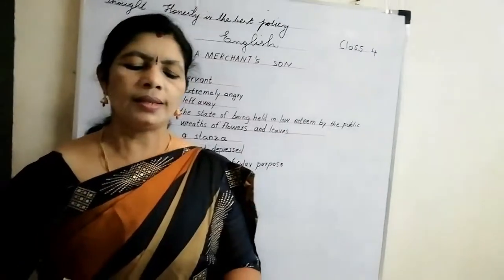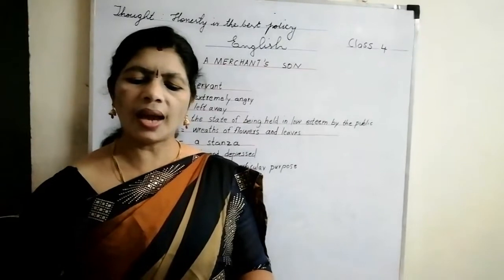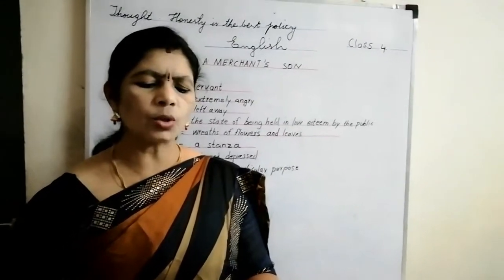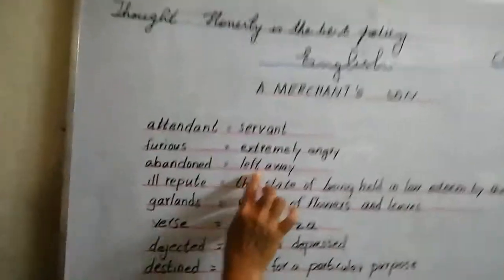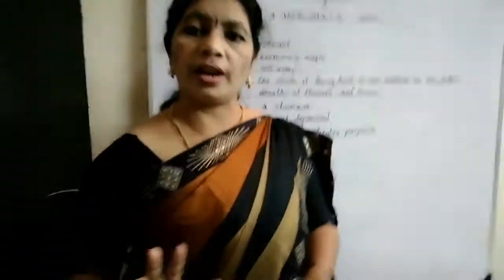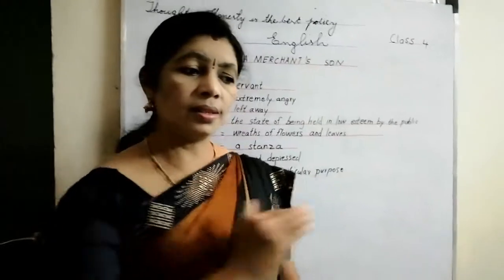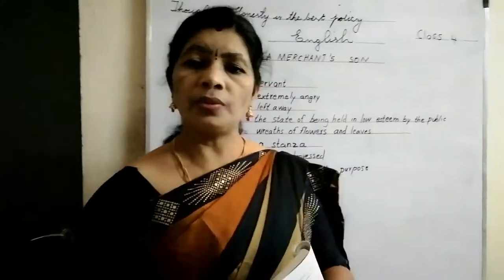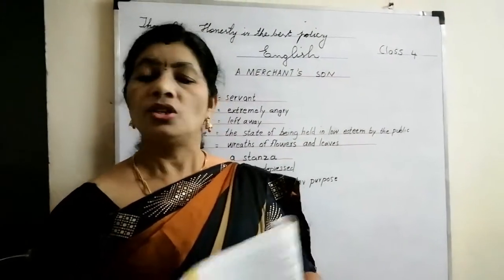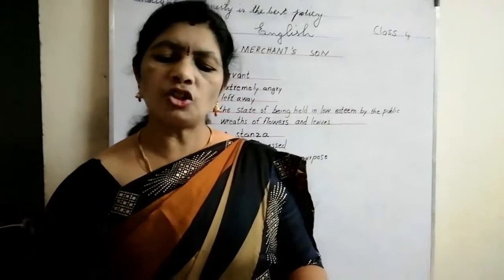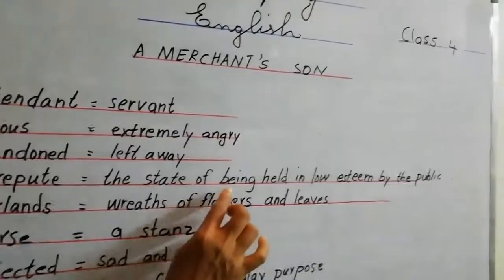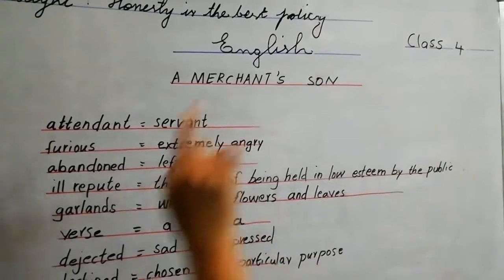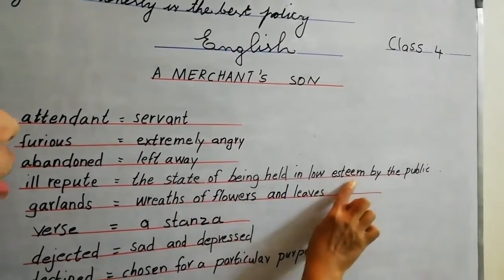The temple remained abandoned and the night watchman there used to carry out all the tasks of ill repute during the night. So the temple remained abandoned. Abandoned means left away. It was night, so all the people went out. And here now the watchman wanted to lock the temple, right? So he was in that work. Ill repute means the state of being held in low esteem by the public.